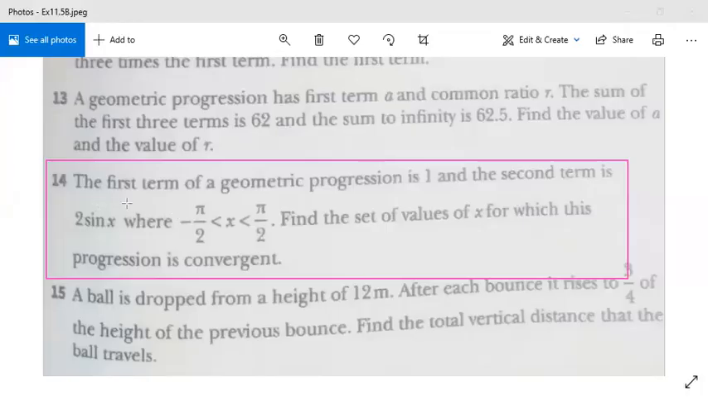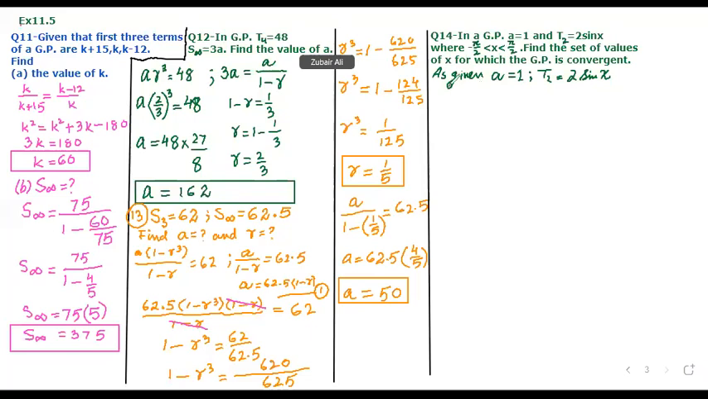In question number 14, given that the first term of a geometric progression is 1 and the second term is 2 sin x, where x is between minus pi by 2 and plus pi by 2. So x is the angle. Find the set of values of x for which this progression is convergent. So as given, the first term is 1 and the second term, T2, is equal to 2 sin x.